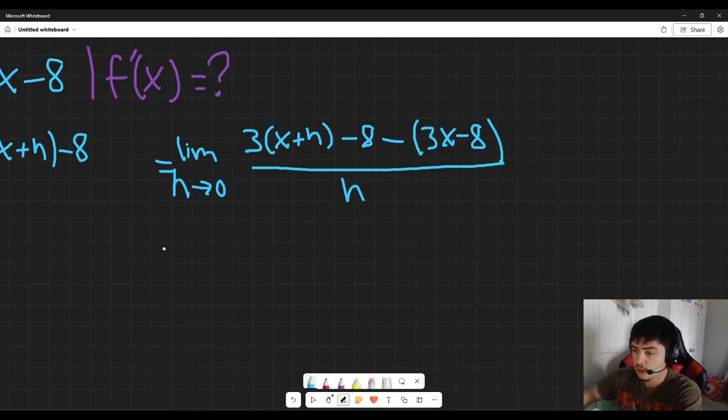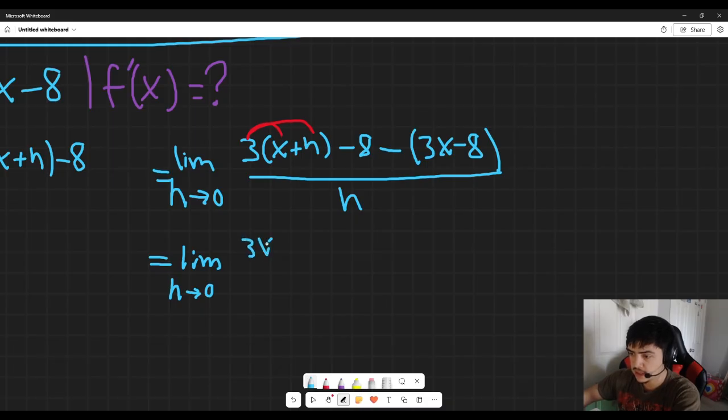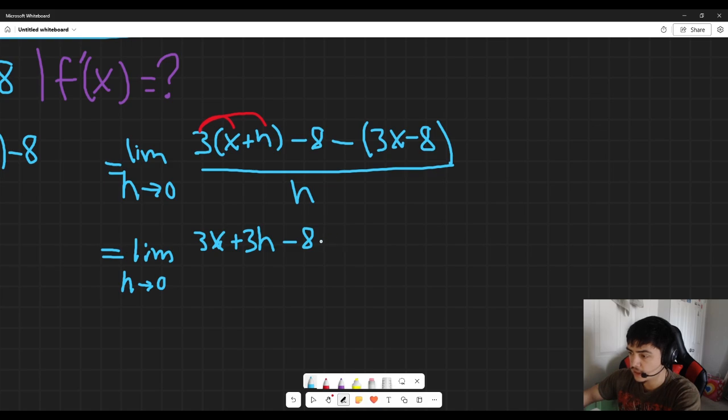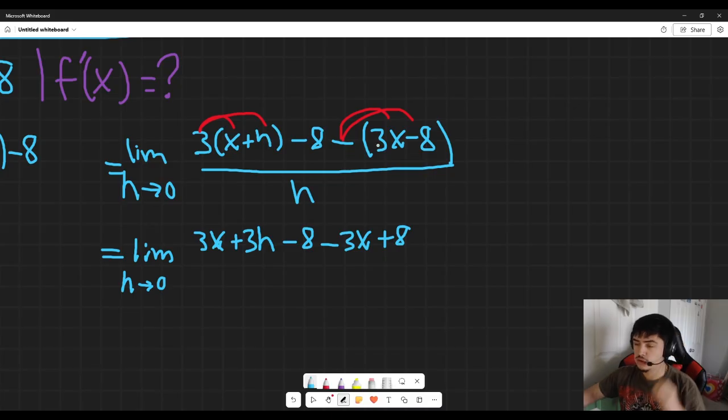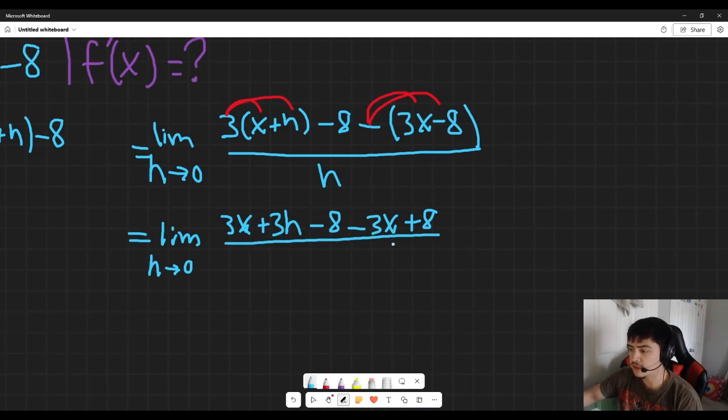So going ahead and foiling everything here, we can foil this 3x, and then we'll foil this 3 to get the x and the h. So we have to continue the limit. Here we get 3 times x, which is 3x. Then we get 3 times h, and we still have that remaining 8 left over. And then here, we need to distribute this minus, right? So we get negative 3x, distribute the negative to the 8, negative 8. We should get a positive 8, right? Because two negatives equals a positive. And we still have an h on the bottom.